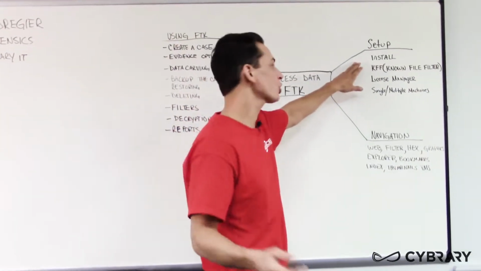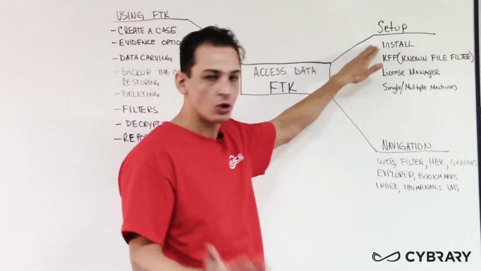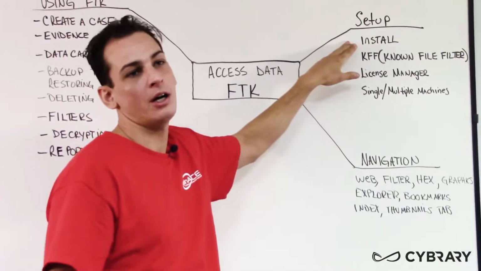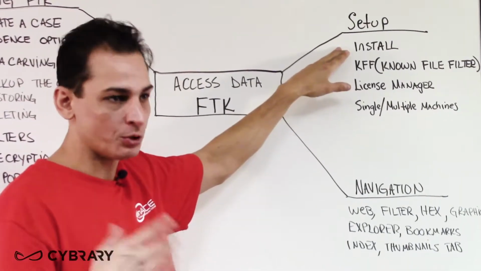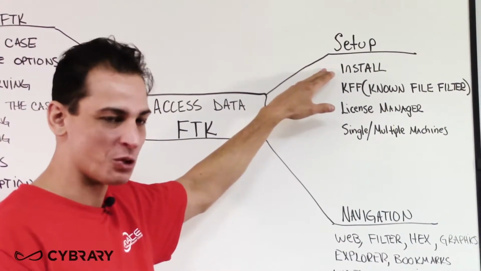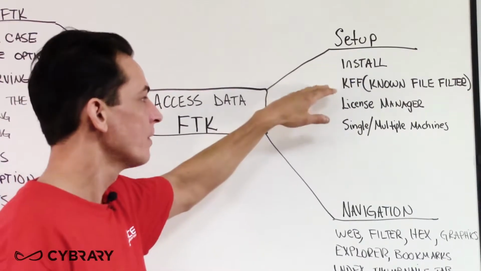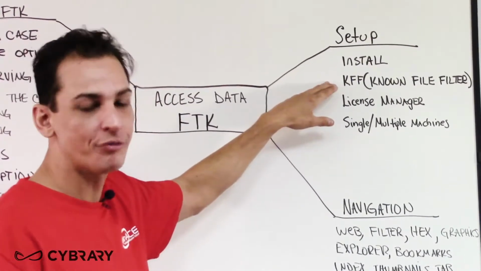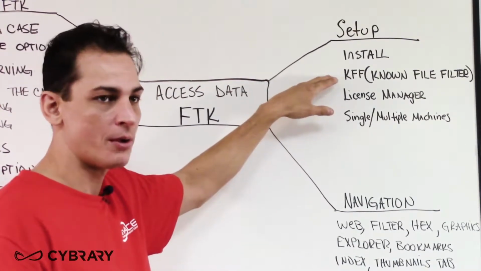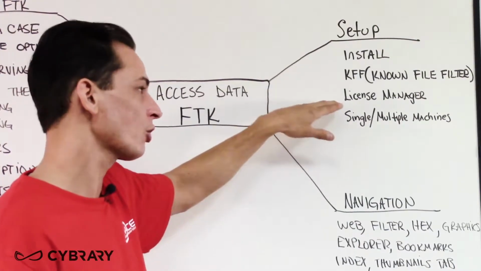As far as the setup is concerned, it's pretty much an install program like you would install just about anything else. You're going to run through the install. It may prompt you for a few additional things, like installing some databases. Most of the time, you can just keep clicking next, and you'll get through it just fine. We'll look at it closer when we get to the hands-on part. There's also a known file filter that you can install. Definitely don't skip this one. This is a critical component of FTK and makes using it much, much easier. We're going to talk about that.